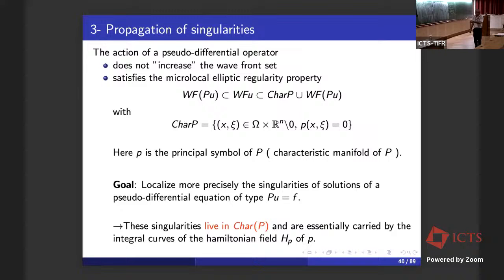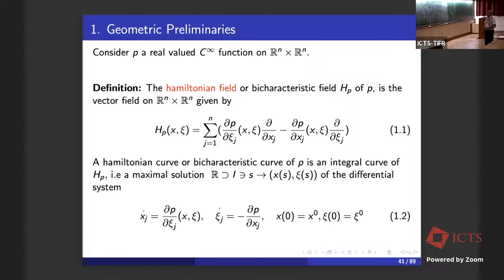We know that the singularity lives in the characteristic set, or for general differential operators, and we will show that they are essentially carried by the Hamiltonian field attached to P. Okay, so I have time to introduce this concept. For the moment, we work in the whole space. Even if I write omega, I will be away from the boundary. I hope we will have time to see what happens at the boundary, but phenomena are much more complicated.